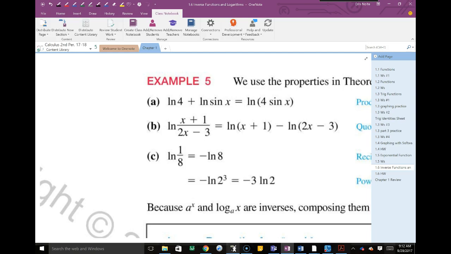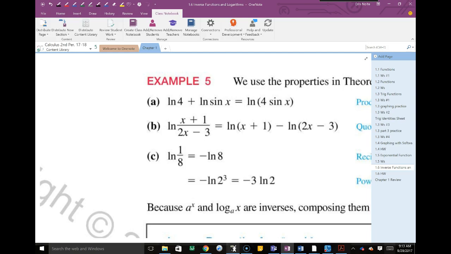Okay, what about B? Which property is that? The quotient, right? So two things are being divided. Now, look very carefully on this. Notice that when you have a top and you have a bottom, the top piece stays together as a quantity. This cannot be separated at all. So it's the natural log of x plus 1, minus, because of the division, 2 times the natural log of 2. Okay, so there you go.